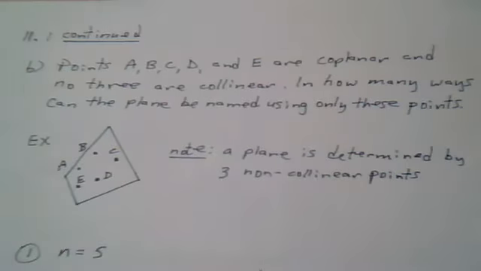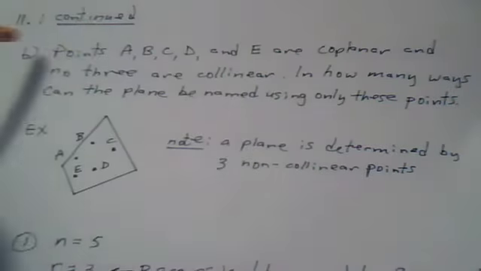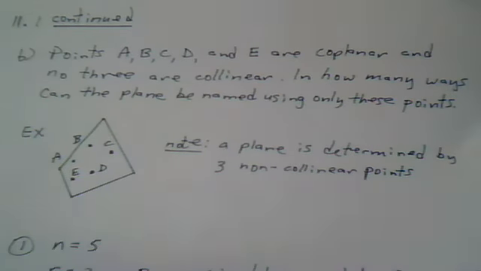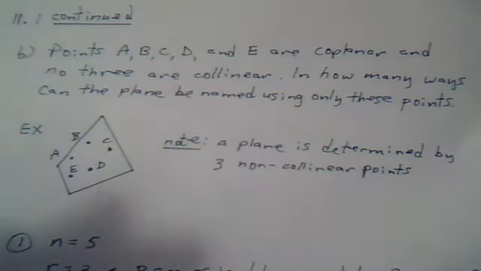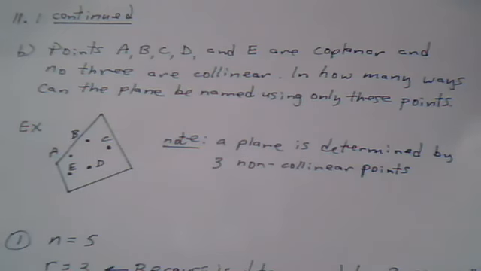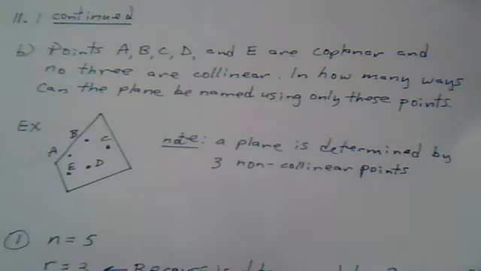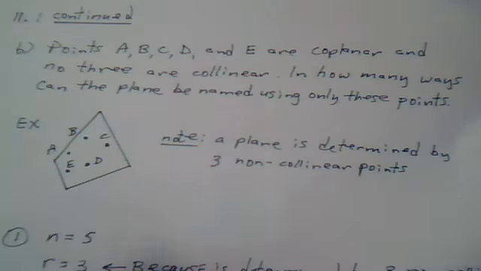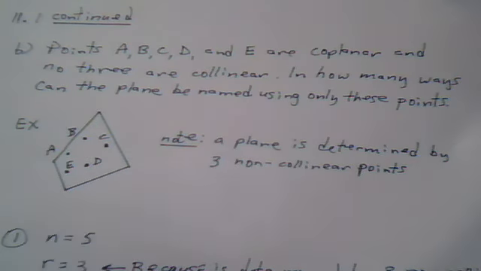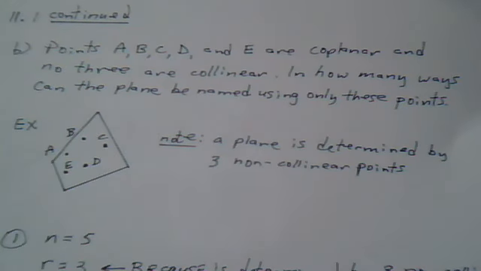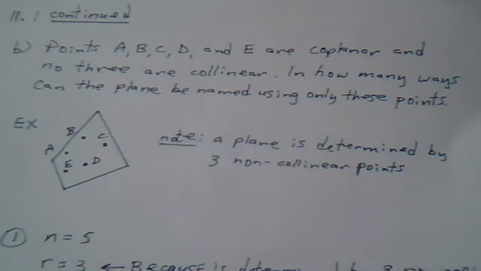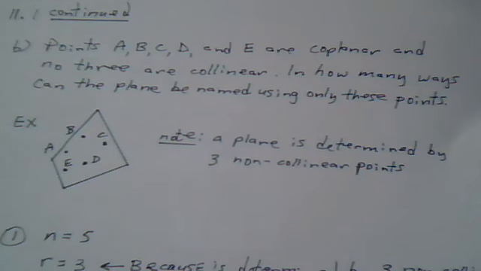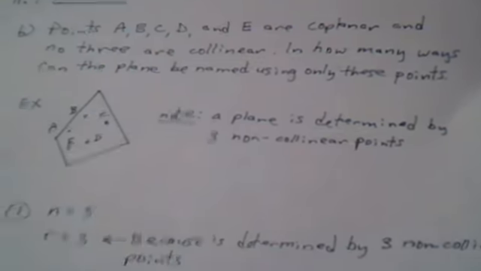For the B part, we have points A, B, C, D, and E that are coplanar. Now, instead of being on the same line, they're on the same plane, the same surface. And no 3 are collinear. So to name a plane, you need 3 non-collinear points. Any 3 non-collinear points can be used to name the plane. A plane is determined by 3 non-collinear points.